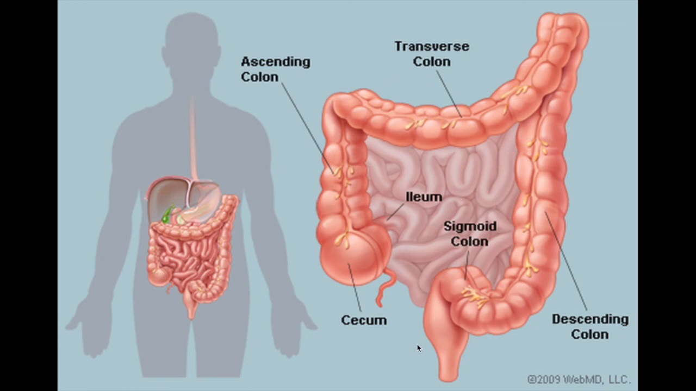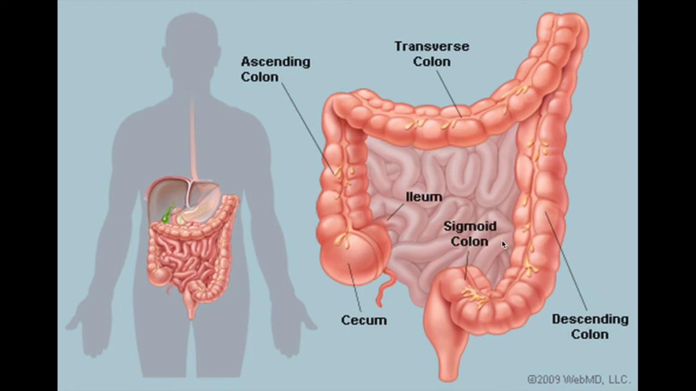Beyond the cecum, the large intestine moves upward as the ascending colon. Also, the large intestine is called the colon. Across as the transverse colon, and downward as the descending colon. And finally into the sigmoid colon, because there's like an S here, an S shape, therefore sigmoid.